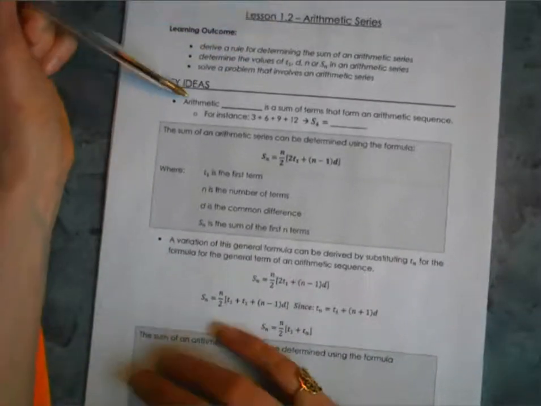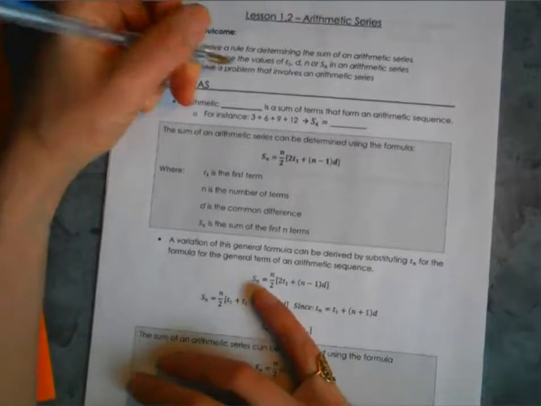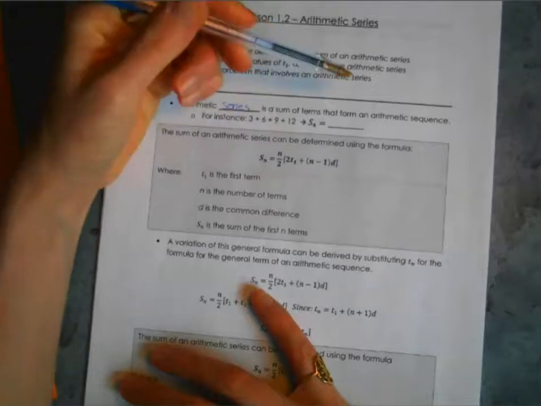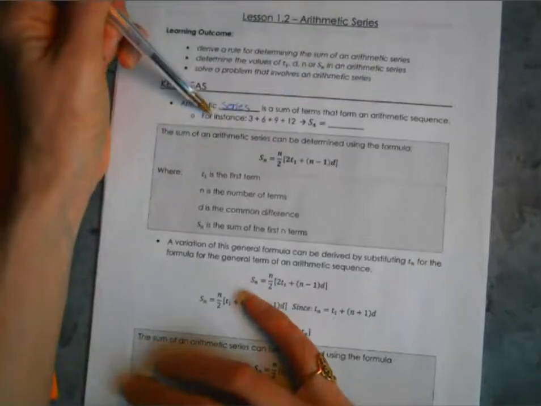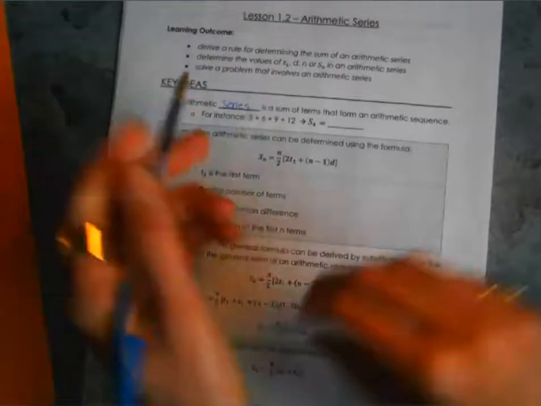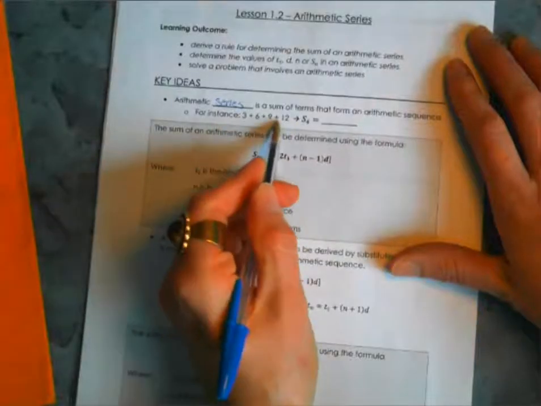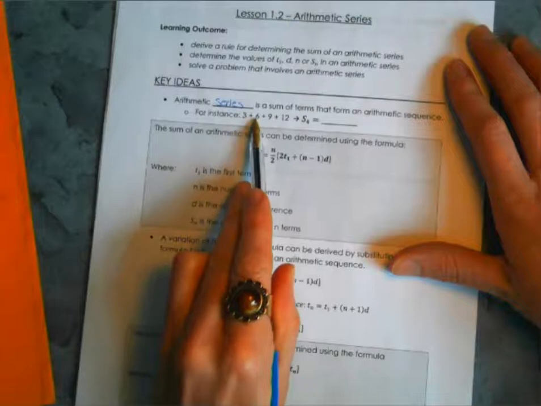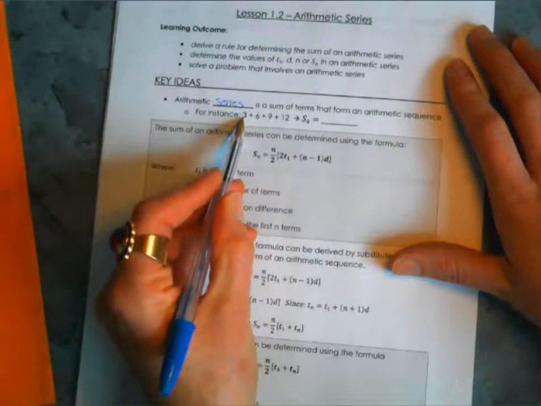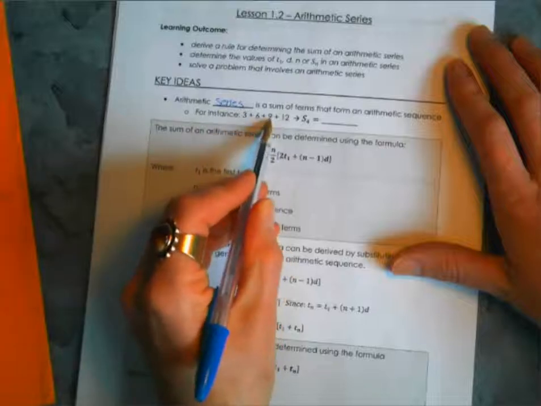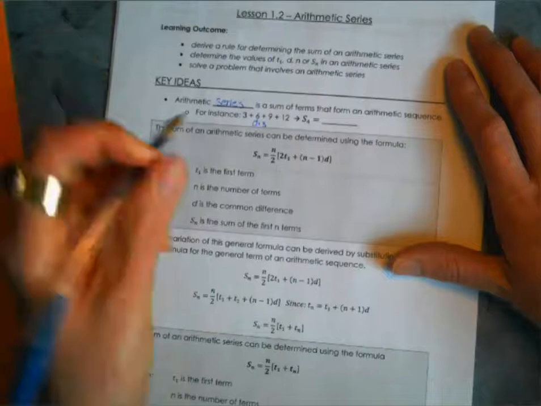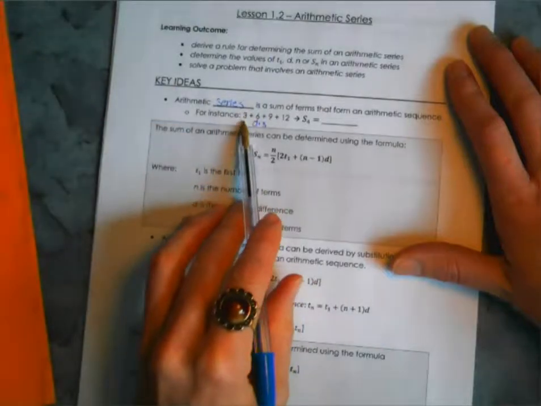Okay, so what are some of the key ideas with this? Well, an arithmetic series is a sum of terms that form an arithmetic sequence. For example, if we have 3 plus 6 plus 9 plus 12, this is our arithmetic sequence. It has 1, 2, 3, 4 terms. The common difference is 6 minus 3 is 3, 9 minus 6 is 3, 12 minus 9 is 3. So our common difference is 3, right? Our first term is 3.